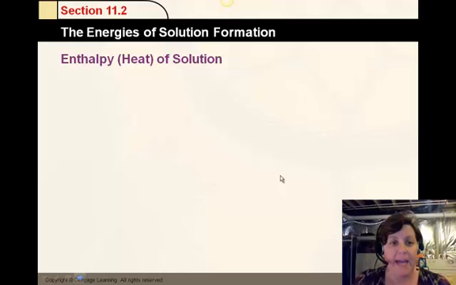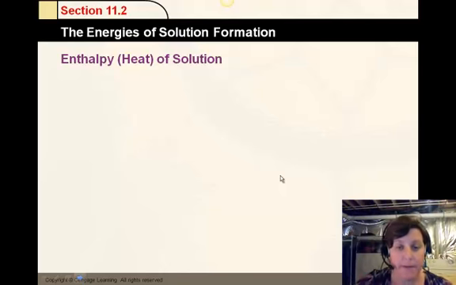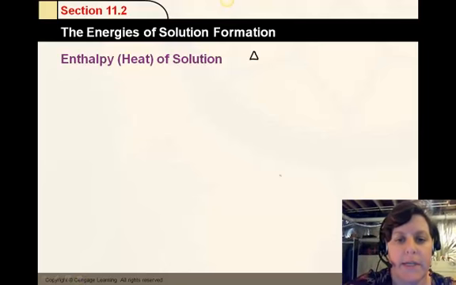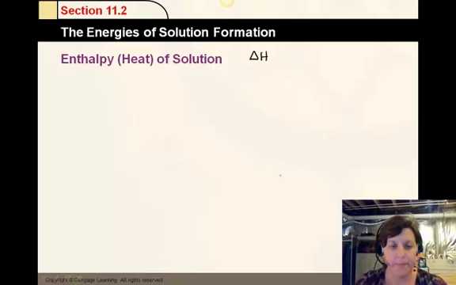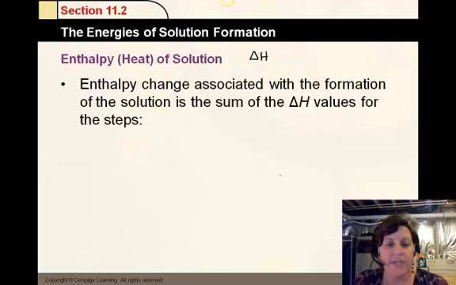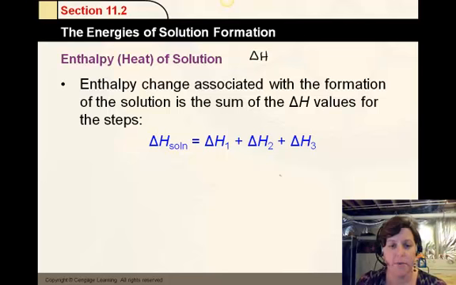Now, energies of solution formation, or delta H, heat of solution. We called it delta H. The enthalpy change is associated with the formation of the solution. It's the sum of the delta H values for the steps. In other words, if we know the delta H of one step and the delta H of the second step and the delta H of the third step, we can actually just add those delta H's up to figure out the delta H of the entire reaction. I think we used to call this Hess's law.